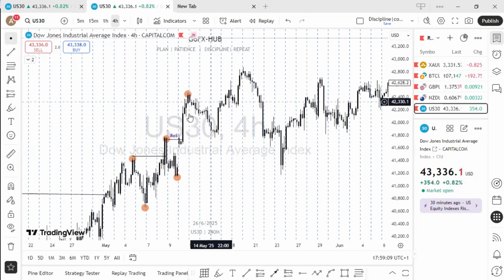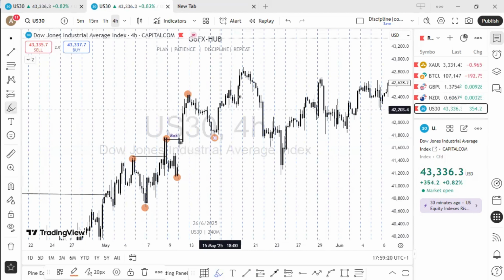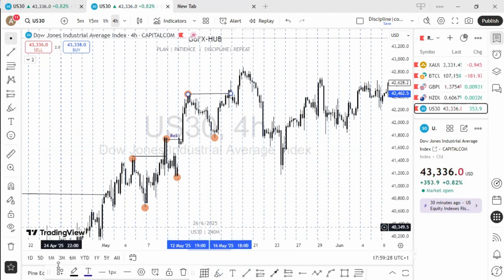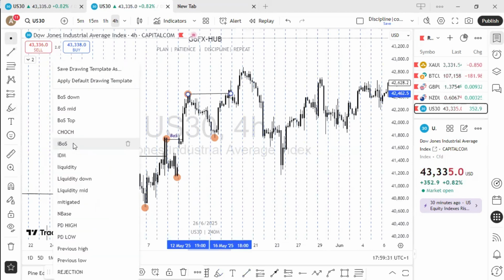Then this took the inducement here, and this one is now our higher low. Then a break of structure over to the top side. This is what you need to take into consideration while doing your analysis. You must first get the market structure.